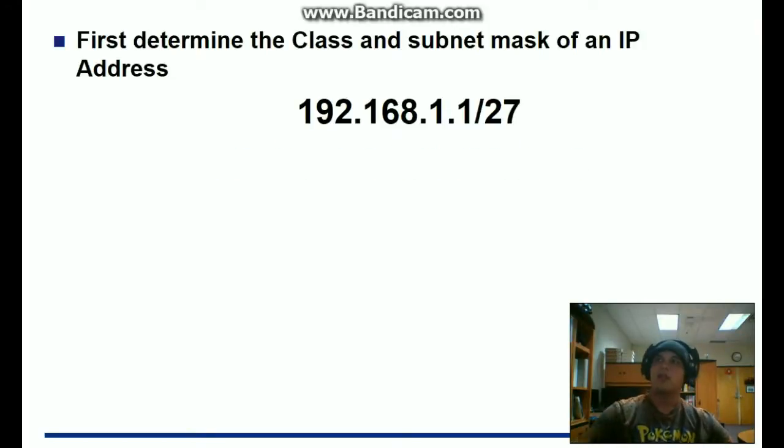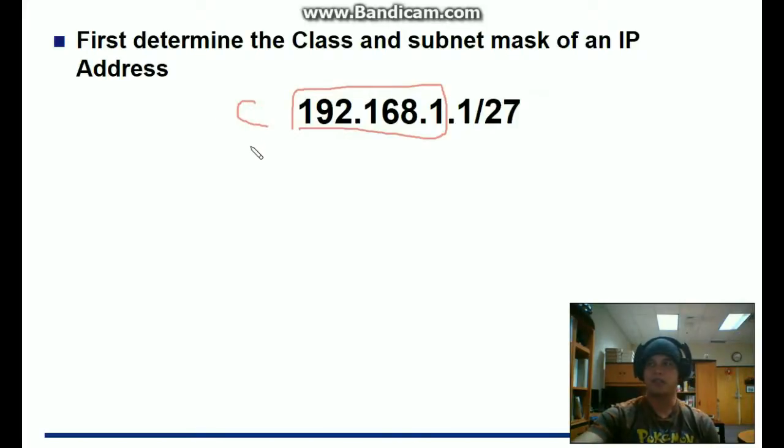So let's say we got this address 192.168.1.1/27. What we know already right off the bat is since it starts with a 192, what does that mean? The first 3 octets are used as the network. We cannot touch that. We already know it's a Class C. Boom, right off the bat.